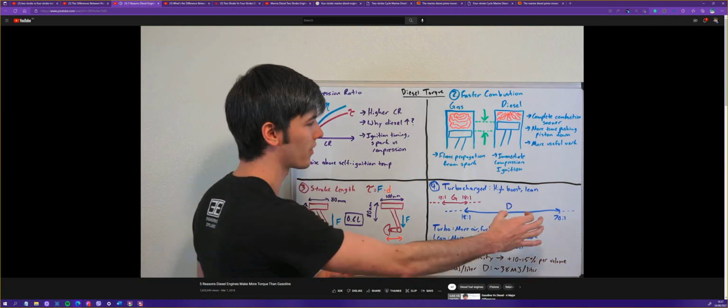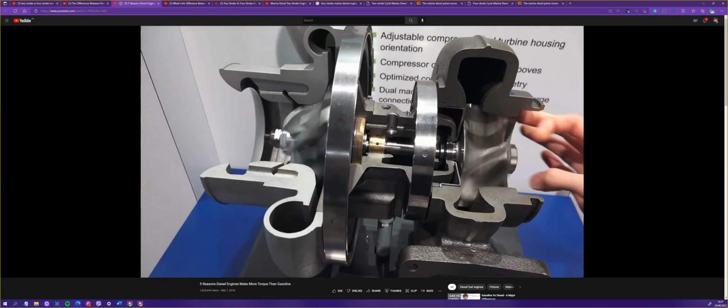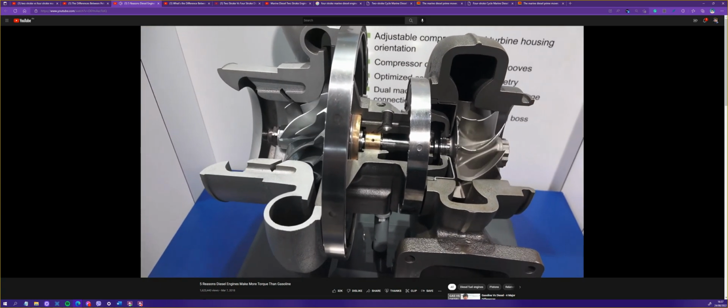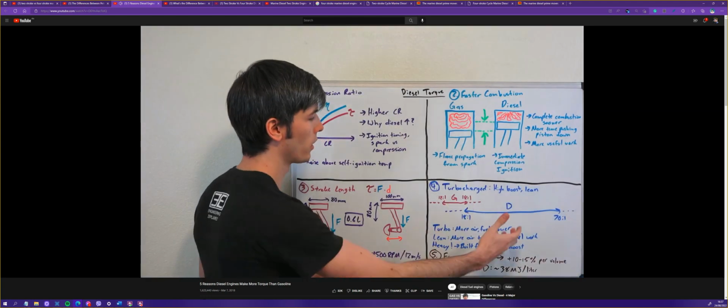Now that's more of an efficiency gain, but it also leads to why diesel engines want to be turbocharged, to help put in all that air to combine with the fuel: the lesser amount of fuel, but quite a bit of air that you're using to run efficiently.